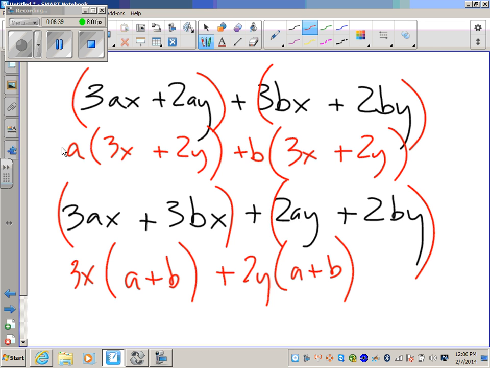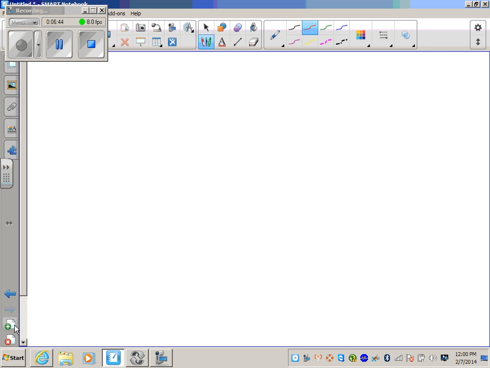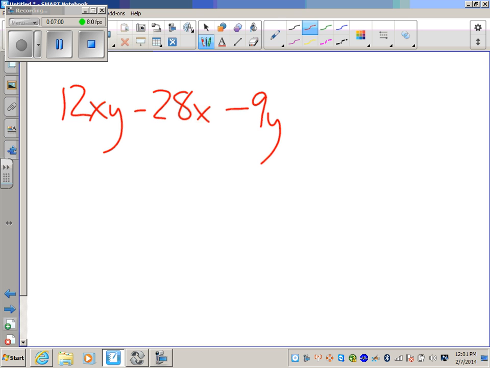All right. Kind of interesting, right? That works out. Now, that's the bare bones of it. However, sometimes we're going to get something like this. I'll explain to you what's going on. 12xy minus a 28x minus a 9y plus a 21.